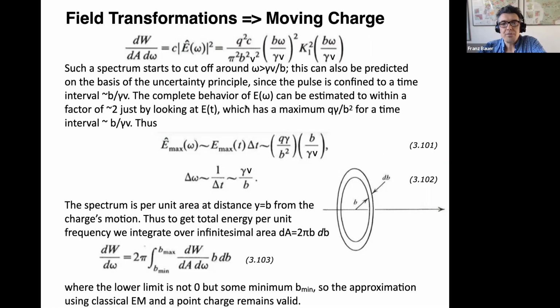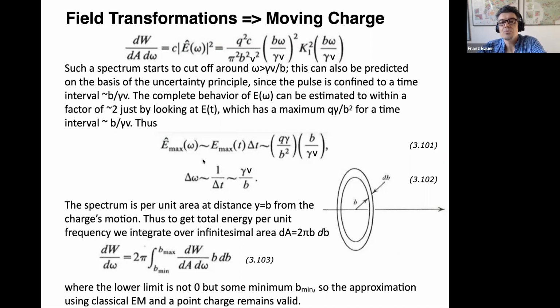And so if we want to understand this complete behavior, then we can estimate it within at least a factor of 2 by looking at the behavior of this thing. This thing has a maximum of this over a time interval of this. And so this thing here should be proportional roughly to this. And so we can estimate what the width is and what the maximum is. And so it's the combination of these two things.